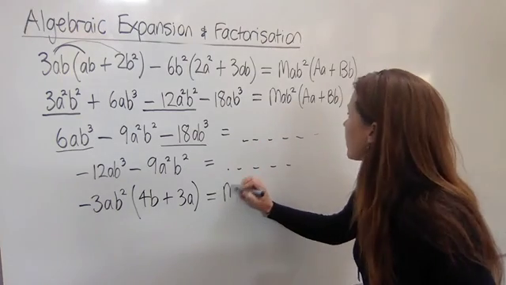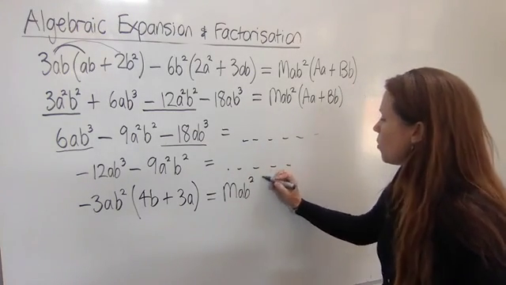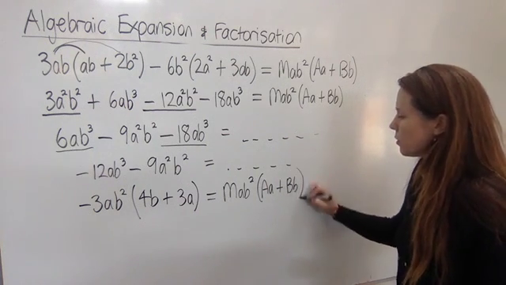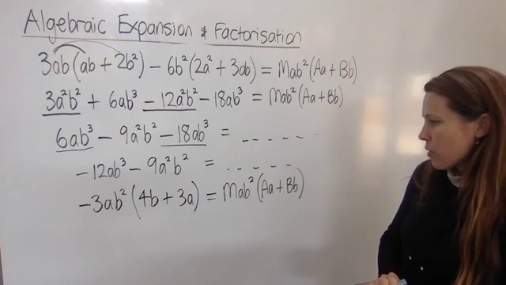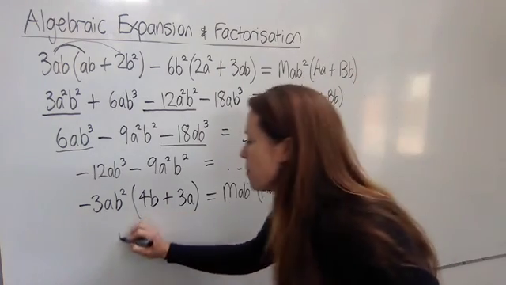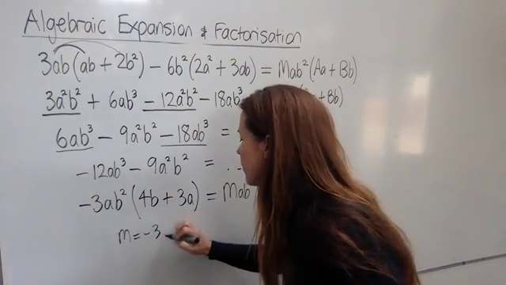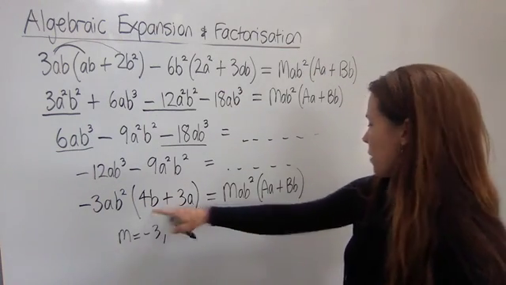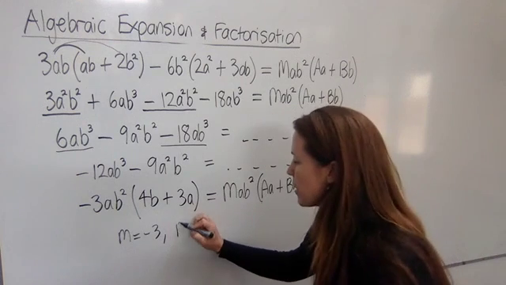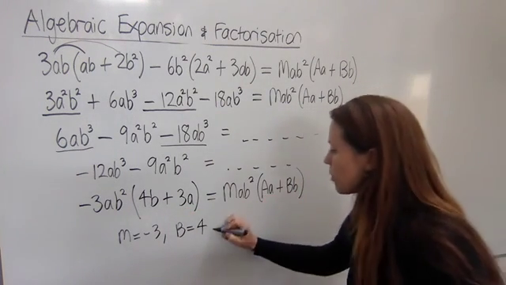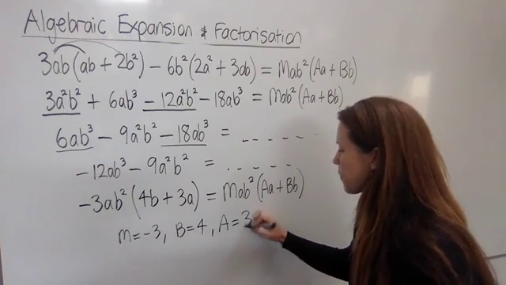This is now looking quite a lot like what we were asked to find. And we can pretty much just read off the chart here and say, all right, minus 3 must be m. And 4 must be, well, 4 is the number of b's, so that will be the big B. And the number of a's is 3, so that will be capital A.